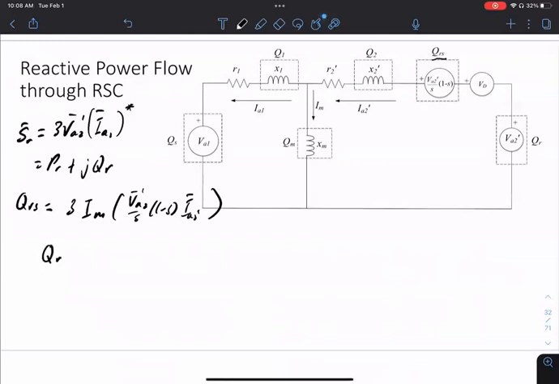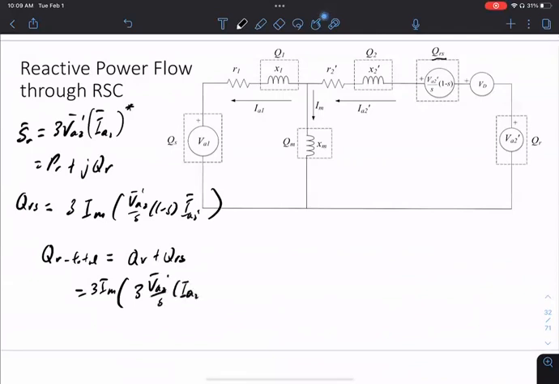So the total injected power, right? The total reactive power being injected is QR plus QRS. So that's the total amount of power I get from it. And then you can sum the two equations if you want. This is also the imaginary part, 3 times VA prime over S times IA2 prime star.